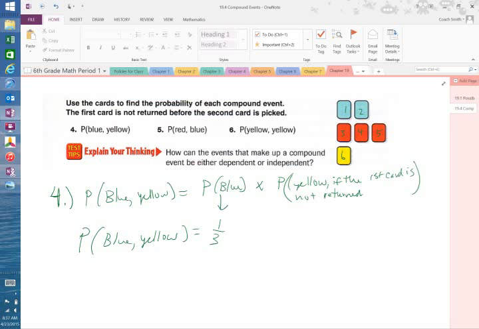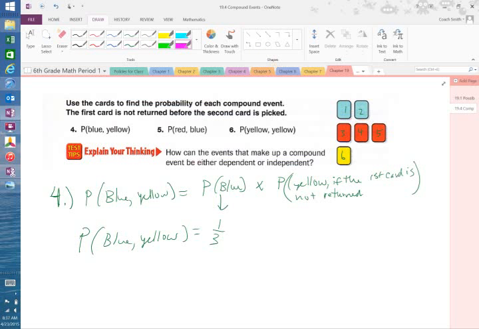Now, we have to assume that this blue card is no longer there. We have to assume that what we wanted to take place happened. So now we have 1, 2, 3, 4, 5 cards that are left. So what is the probability that you're going to choose a yellow card? One fifth. So this is 1/5.